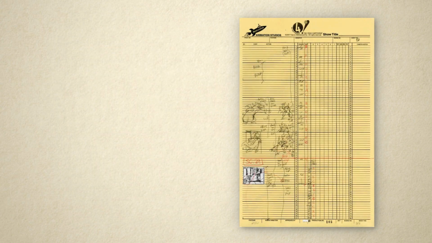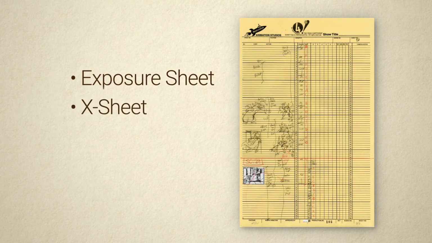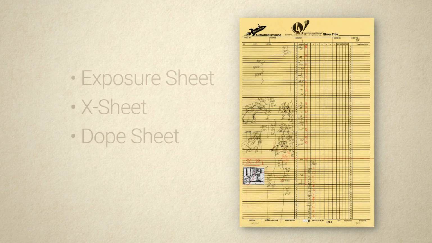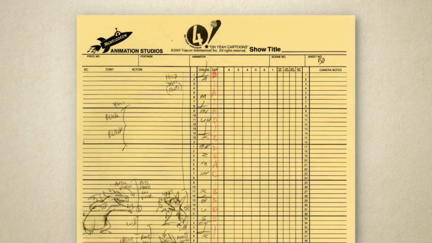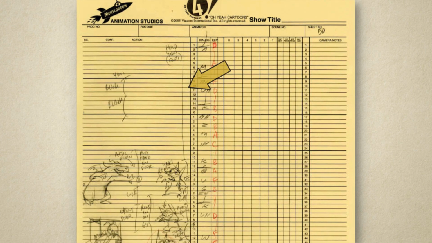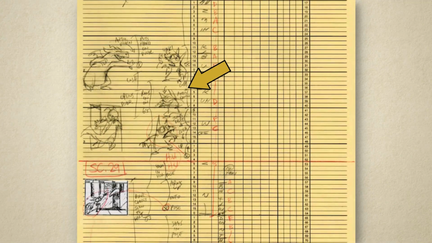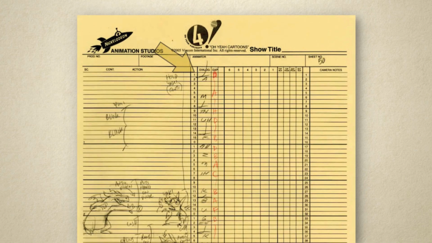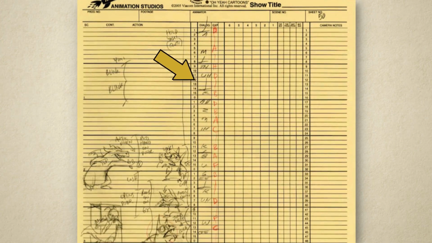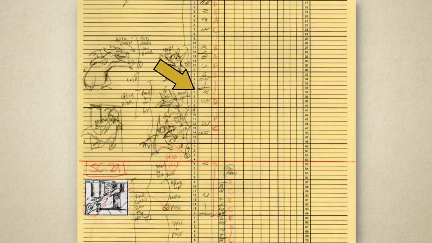One way animators plan a scene is with an exposure sheet, also called an X sheet or dope sheet. Each row represents a frame of the animation, and each column is a layer or element in the animation. An animator would make notes on the X sheet indicating when certain things happen and what frames are keyframes. Dialogue would even be broken down sound by sound on the X sheet for doing lip sync.